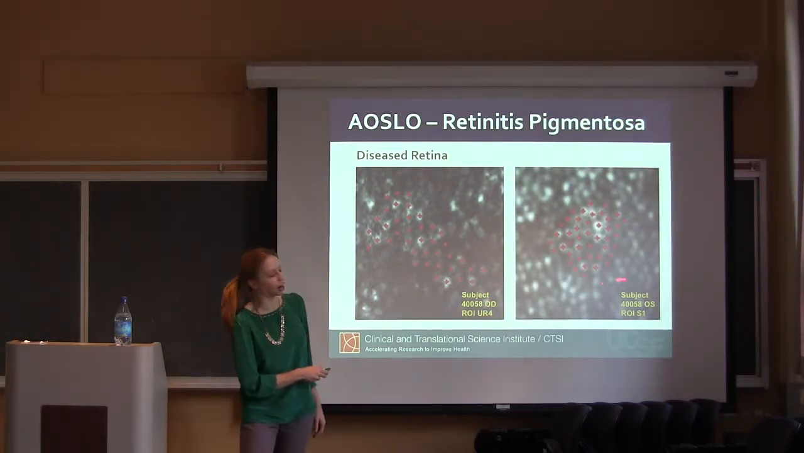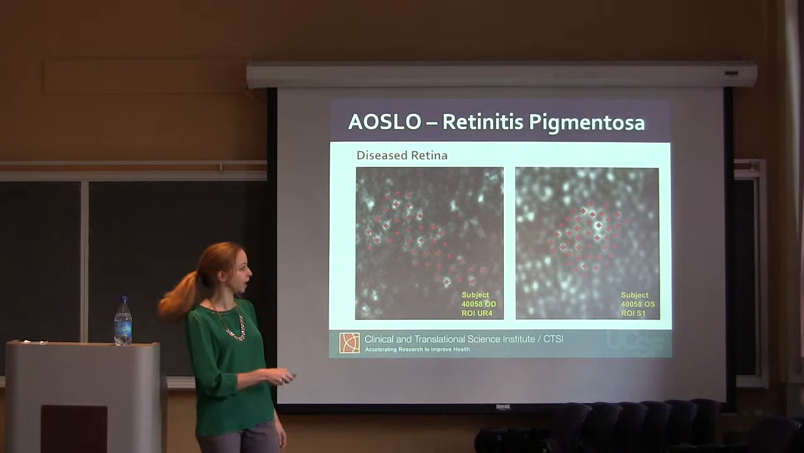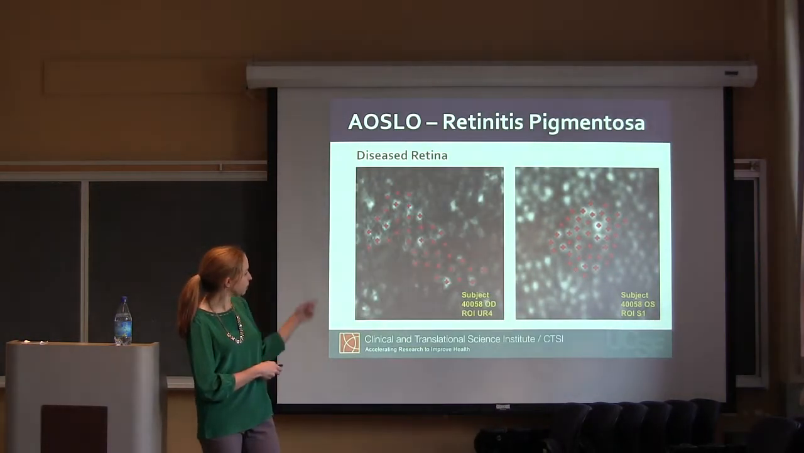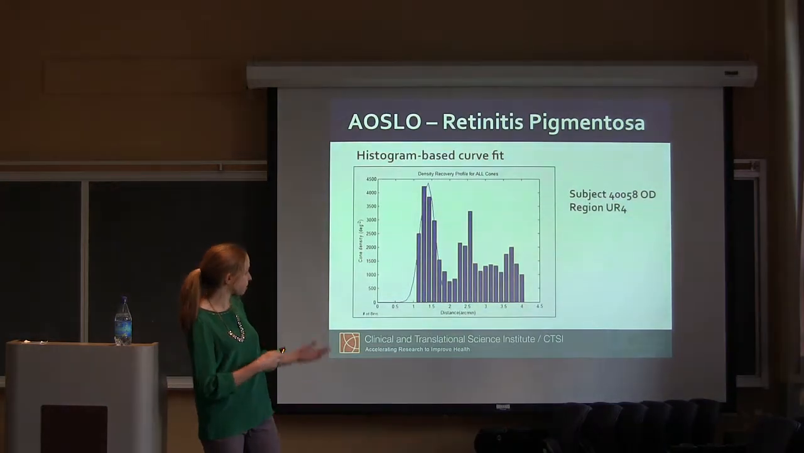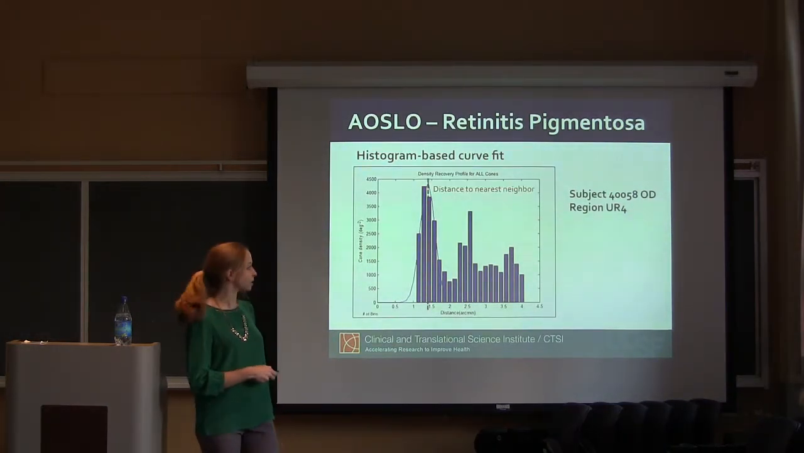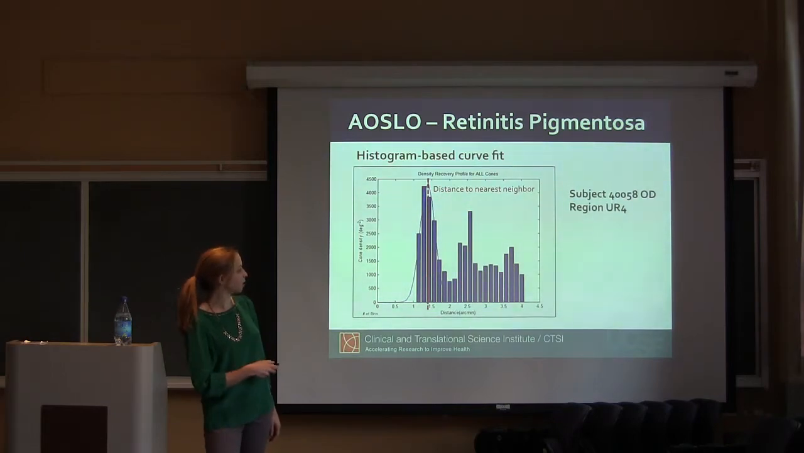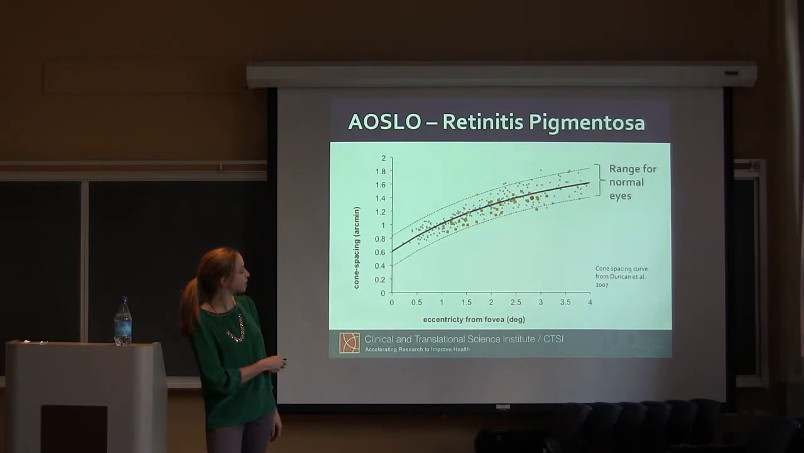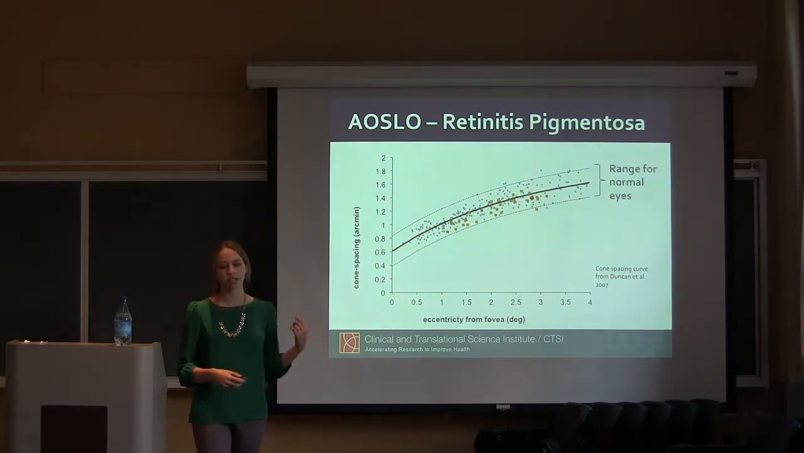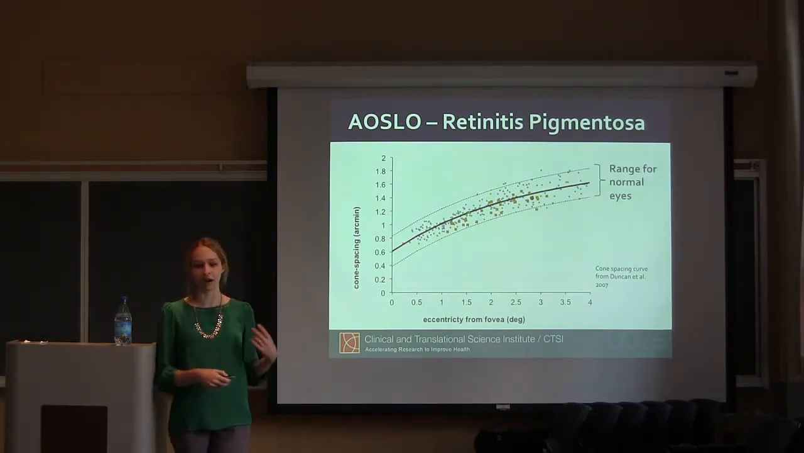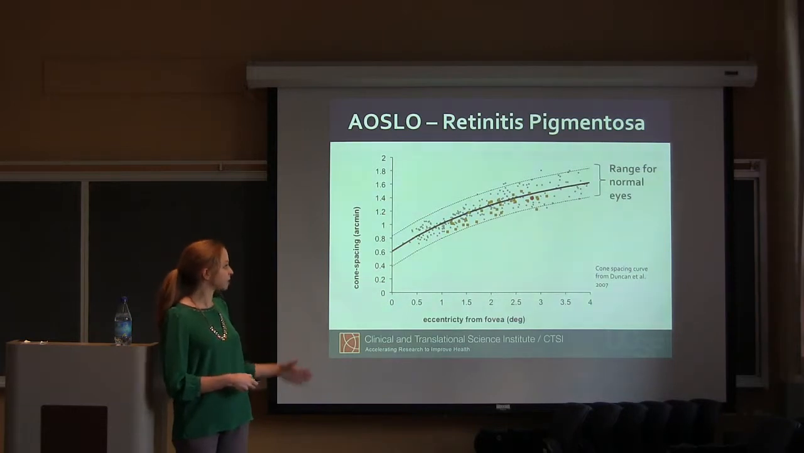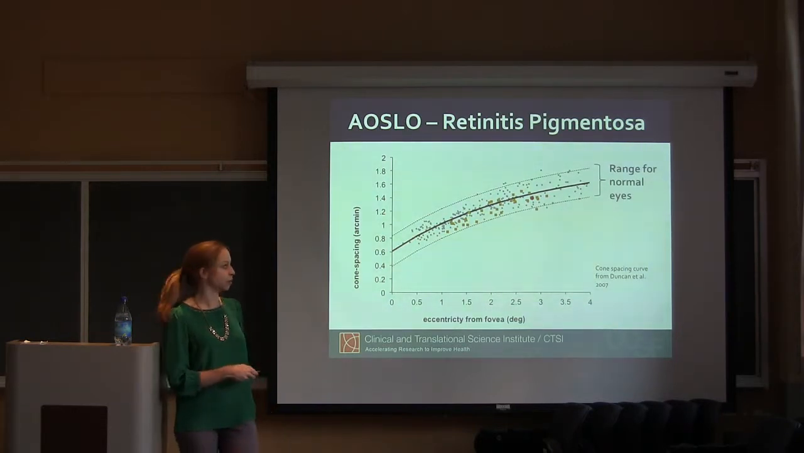The image here for her happens to be a little bit better near the fovea, so you can see it pretty clearly there. But we'll focus on this one. So same thing, we generate the histogram. We calculate the distance to the nearest neighboring cone based on that curve. And for this patient, actually, despite the fact that she has RP, her values essentially fell within the range of normal.